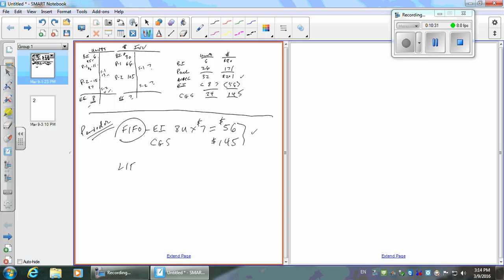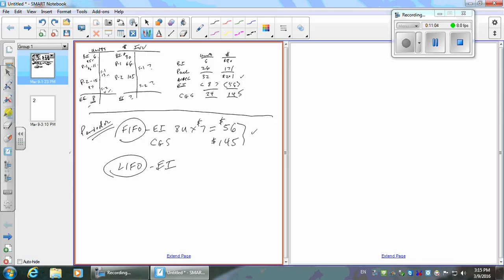Now let's try LIFO. Same thing. This time, though, I pretend I bought everything before I sold anything, which is absurd. But remember, you're not keeping track of perpetual inventory, so you don't know when you bought it and when you sold it. You just know how much you've got. Okay? All right, so what I have then is I started with 6, and then I bought 11 more, and I bought 15 more, right? Okay, those all came in.